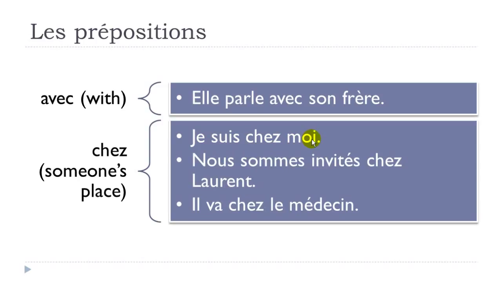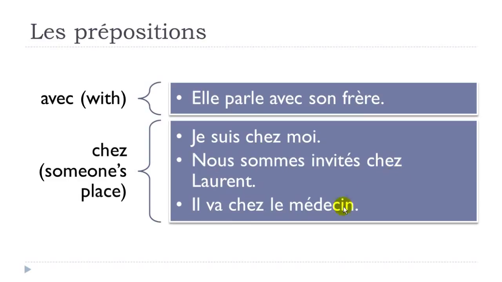If you want to introduce this chez and then use the name of someone, it's possible, like here. Nous sommes invités chez Laurent. Okay, so we are invited at Laurent's place, if you want to translate it directly. So that's the way we will use it if we've got a name and we want to introduce the fact that it's at the place of this person, then it's chez.